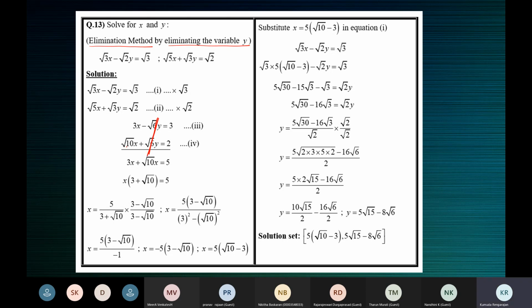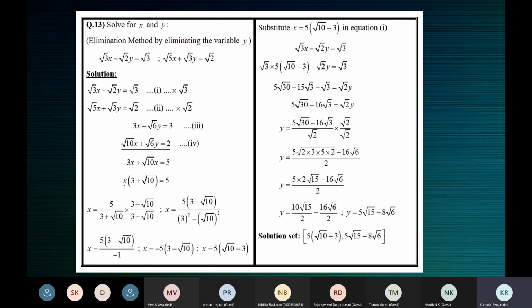Now, you cannot add. Root 10 plus 3 is not root 13, children. Root 10 plus 3 is the same thing as 3 plus root 10. See, how do you add? You need to add these two: 3 plus 2, 5. That's what you see here. Here this 3x plus root 10x as it is. You can see it here. 3x plus root 10x is equal to 5.